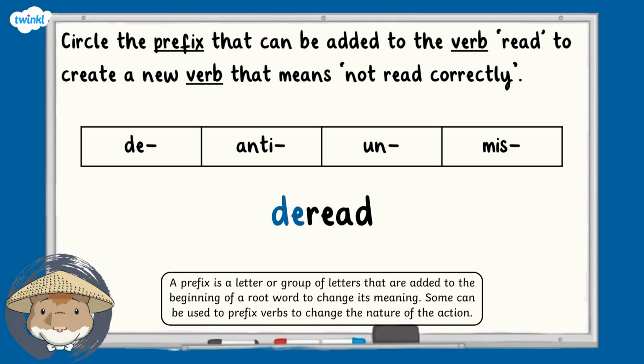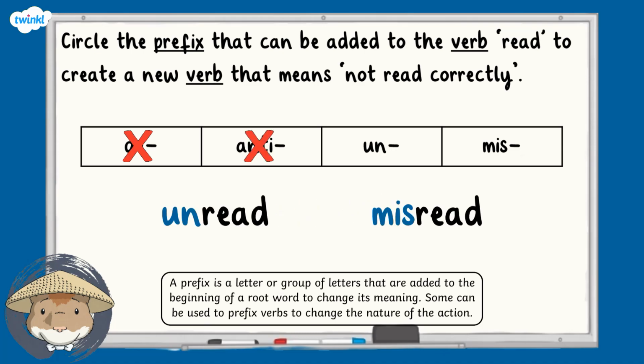De-read is not a word, so this cannot be the correct answer, nor is anti-read. This leaves us with unread and misread. These are both words, but unread means something hasn't been read at all. Misread means something has been read incorrectly, and so should be circled as the correct answer.